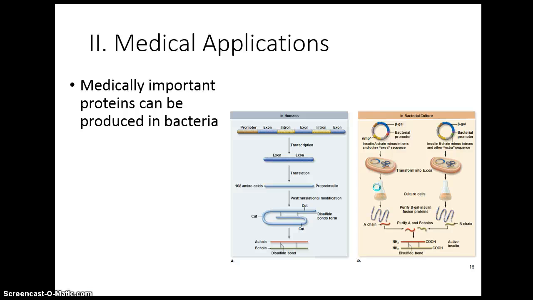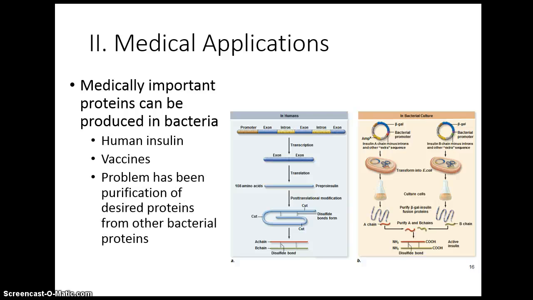So medically, this is all important because we can use bacteria and the enzymes within them to make human products, including insulin and vaccines. The biggest deterrent to this has been being able to purify the desired proteins or make enough of them in a small amount. So this is an example from your book where genes are used to make A and B chains of insulin, and then once you get those together, it makes our active insulin that can be used for diabetics.